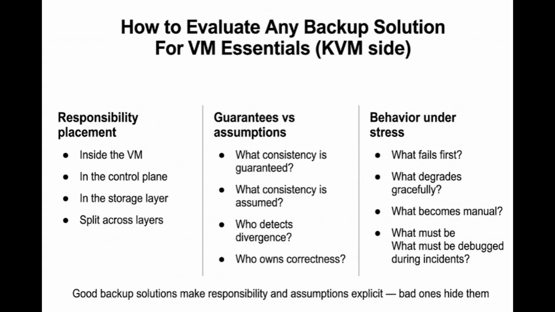Finally, you have to look at behavior under stress. When something goes wrong, what fails first? What degrades gracefully? And what becomes manual during an incident? Good backup solutions don't eliminate constraints. They make responsibility and assumptions explicit, so those constraints can be managed. If a solution cannot answer these questions clearly, it's not ready for production.